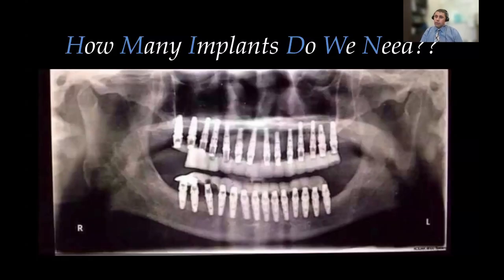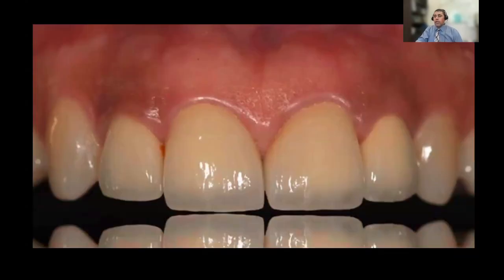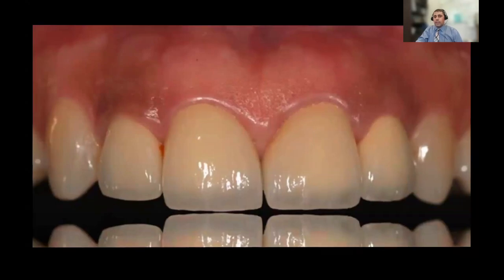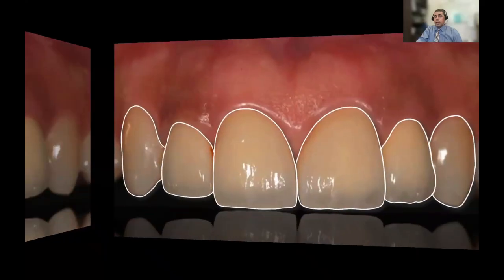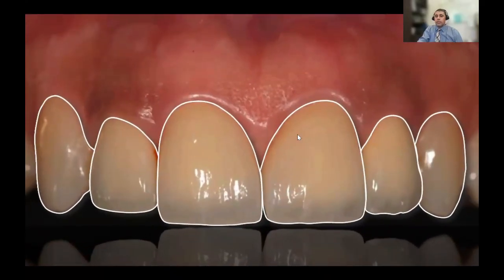But are there different guidelines when it comes to the anterior segment versus the posterior segments? And certainly we have to think about nature. What are we trying to recreate? And this is the anterior segment of the teeth. Think about the pink aesthetic. Think about the teeth. Think about the transition between those two. We would like to maintain interdental papilla. We would like to have a nice architecture of the teeth and nice platform to support that.